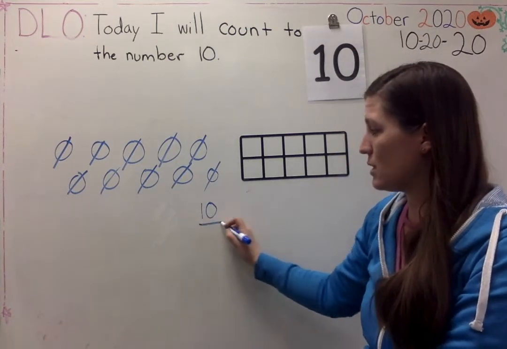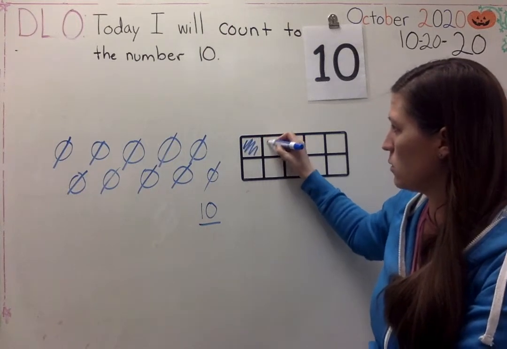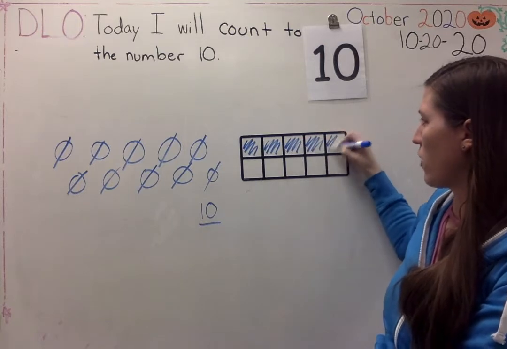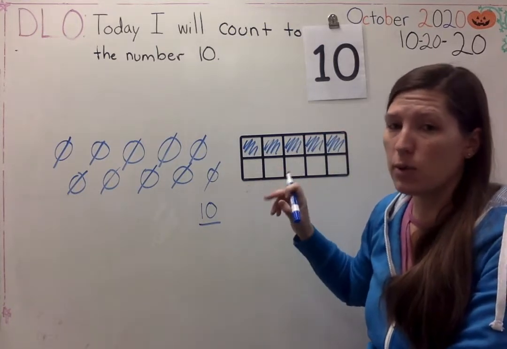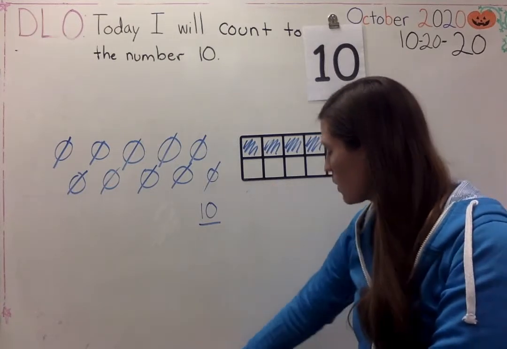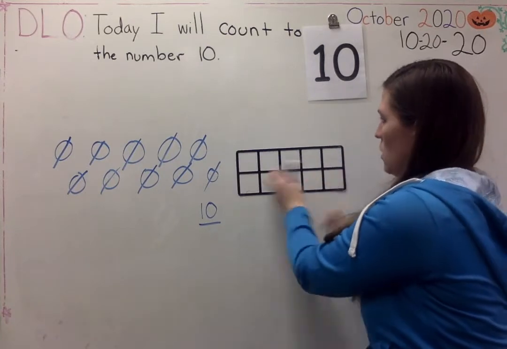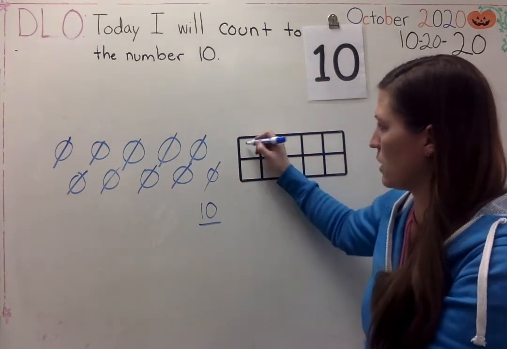So we counted 10, so watch me. 1, 2, 3, 4, 5. Go to the next line. What I've noticed that some of you have done, especially in class, is you're counting your 10 frame like this.